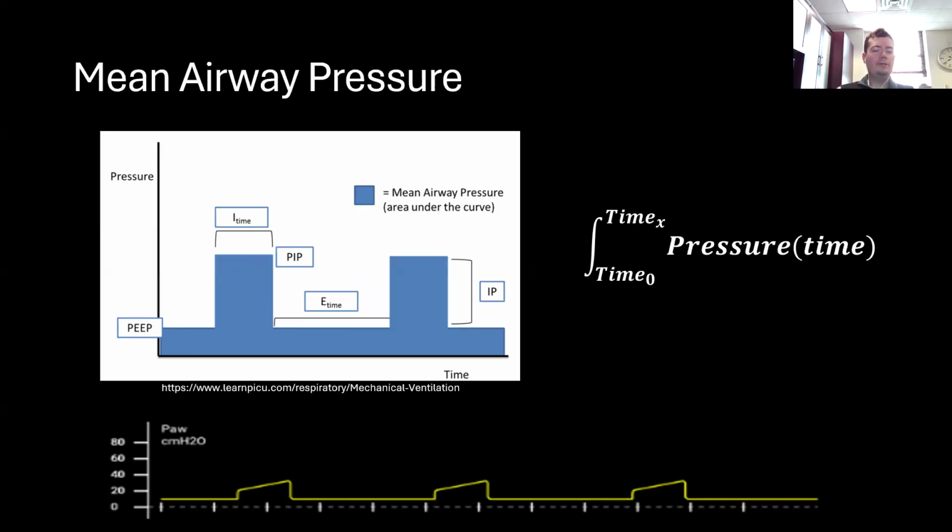And as you can imagine, there's going to be several ways that you can influence your mean airway pressure, which is essentially the integral of pressure and time under the curve. So the blue shaded area here. And we tend to think of PEEP as being a parameter that affects oxygenation, and it does. But what you're really doing by increasing PEEP is you're increasing the baseline here, which is going to increase the mean airway pressure. And that's ultimately what you're doing. So the next couple slides are going to cover techniques by which we can increase this mean airway pressure.